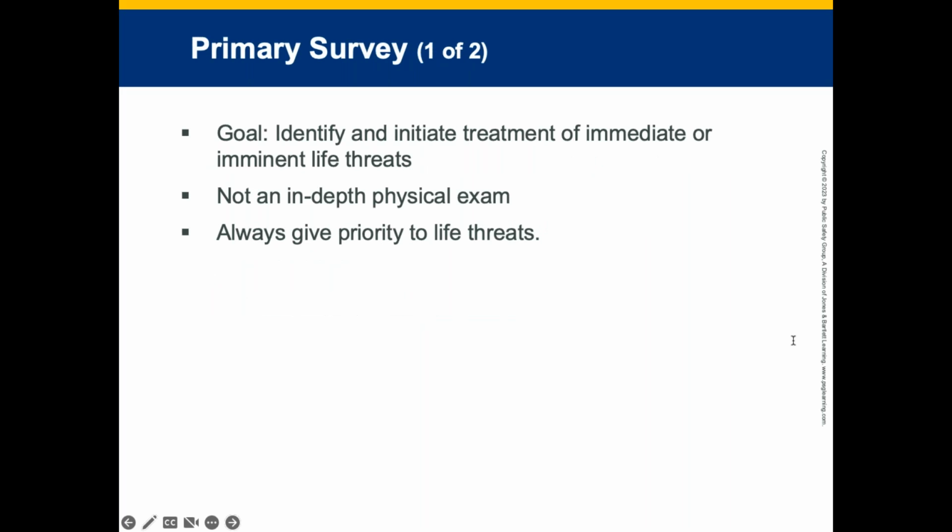Looking at our primary survey, the goal of the primary survey is to identify and initiate treatment of immediate or imminent life threats. Physical exam of the patient to assess for level of consciousness, airway, breathing, circulation, disability, and exposures, ABCDEs, LOC. Primary survey is not an in-depth physical exam, nor an assessment of vitals. It's just your primary survey. Always give priority to life threats, right? If you have an airway issue and they have an arterial bleed, do we fix the airway or do we stop the bleed?